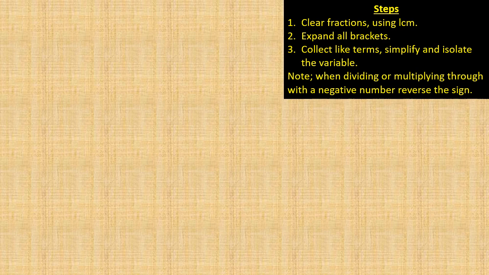Let's rewrite the summary of the steps. That is, number 1, clear fraction using LCM. 2, expand all brackets. 3, collect like terms, simplify and isolate the variable. Note, when dividing or multiplying through with a negative number, we reverse the sign. I have to write this out because mathematics is all about steps, and the steps there are very, very important for us.